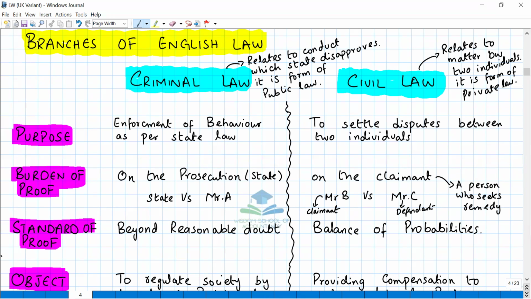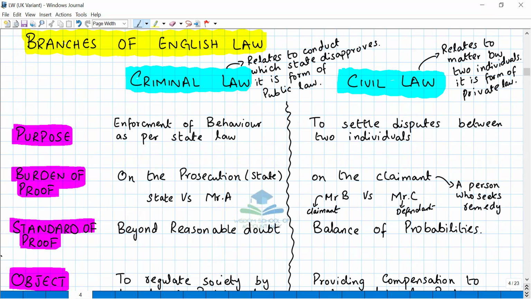Now let's differentiate them. What is the purpose of criminal law? Enforcement of behavior as per state law. The purpose of criminal law is to enforce certain kinds of behavior that a government wants people to follow. That is why criminal laws are created. The purpose of civil law is to settle disputes between two individuals. If there are disputes or issues between two individuals, civil law helps to resolve those issues.